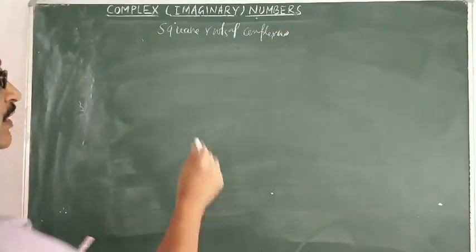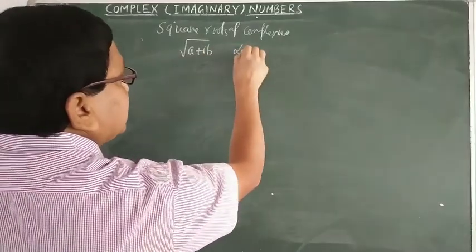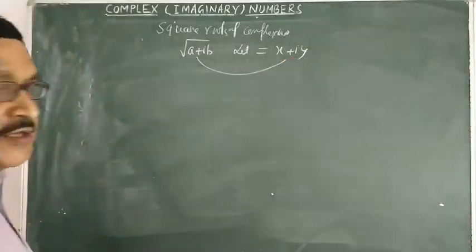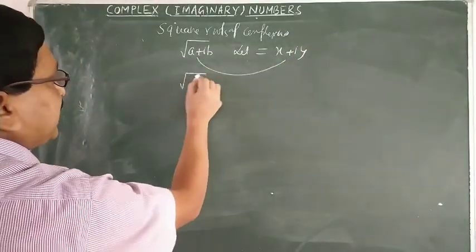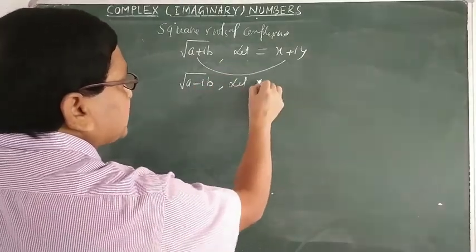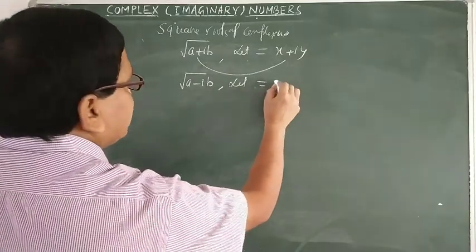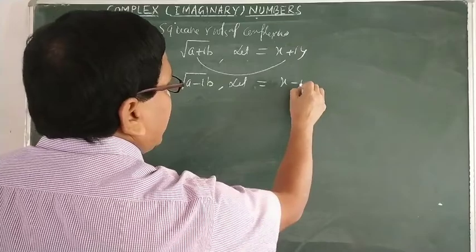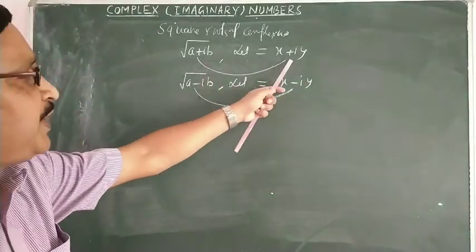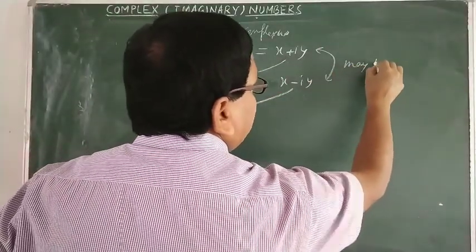Generally, to find the square root of a plus ib, let it be x plus iy. For plus, we use plus. To find the square root of a minus ib, let it be x minus iy. So for minus we use minus and for plus we use plus, but this may be exchanged, no harm.